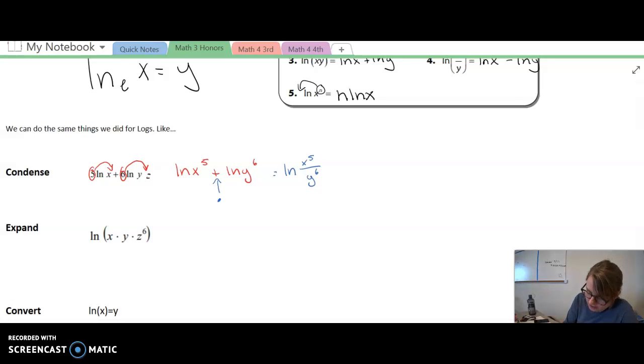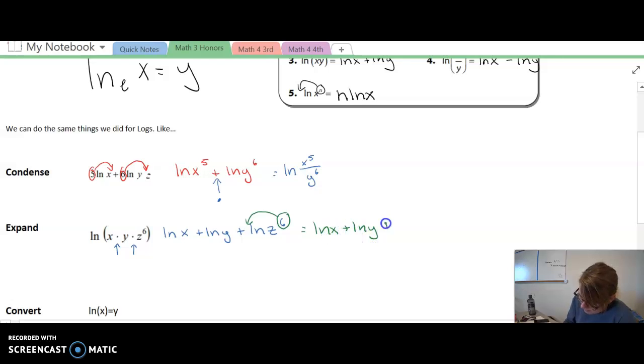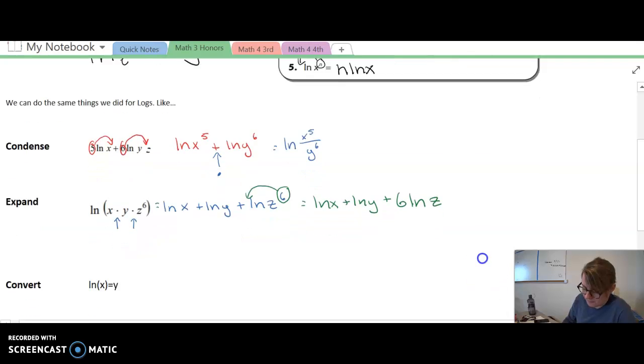So then same thing with expanding. Looking here, we have multiplication, and we know that multiplication means adding. So we have the natural log of x plus the natural log of y plus the natural log of z raised to the 6th. But we have this exponent, so we need to move it to the front. So now we have the natural log of x plus the natural log of y plus 6 natural log of z. And they all mean the same thing, it's just a matter of condensing or expanding.